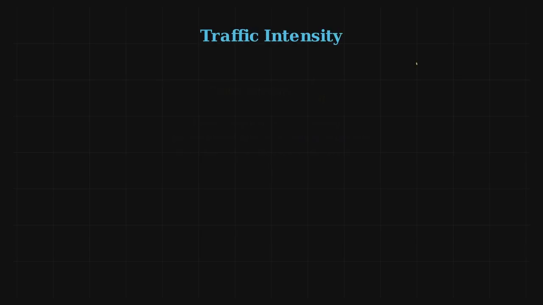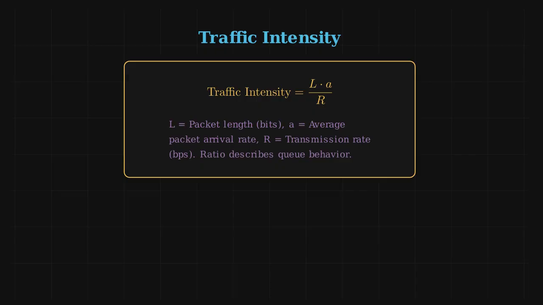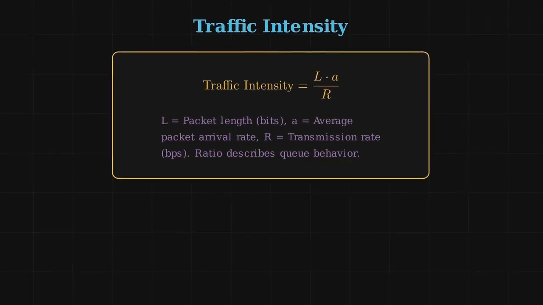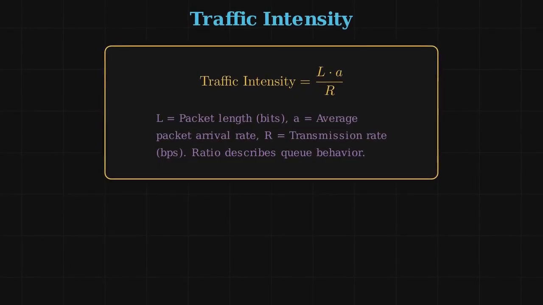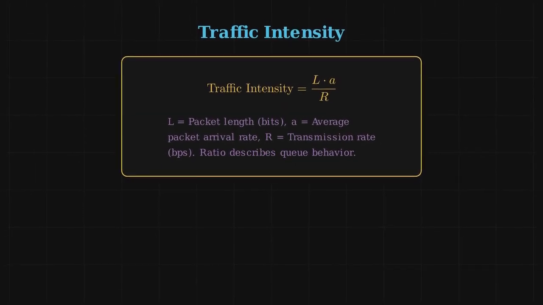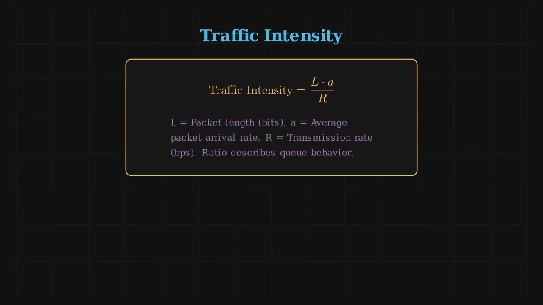Queuing delay depends heavily on traffic intensity, defined as L times a over R, where a is the average packet arrival rate. If intensity is near 0, delay is minimal. If it approaches 1, queues grow rapidly. Past 1, buffers overflow, causing packet loss.